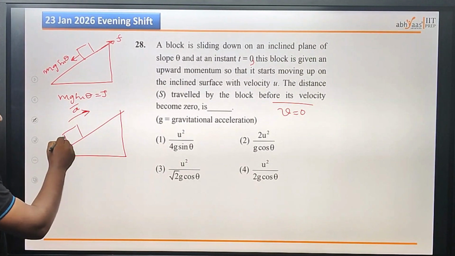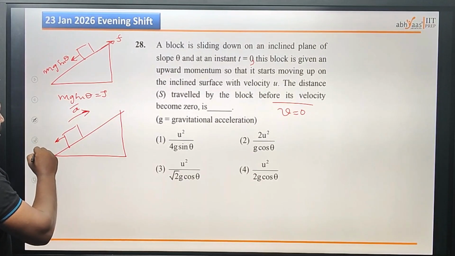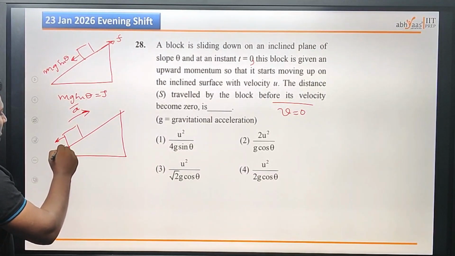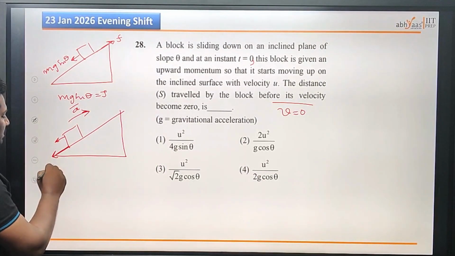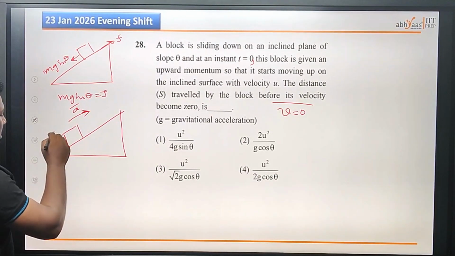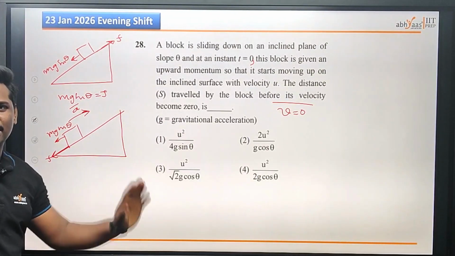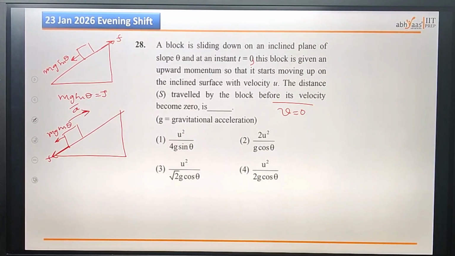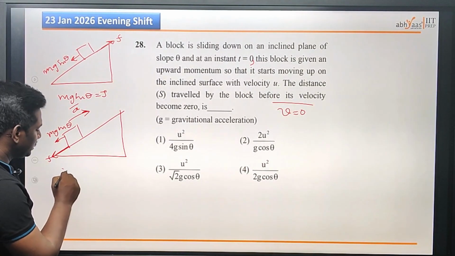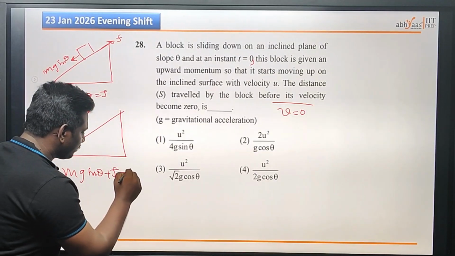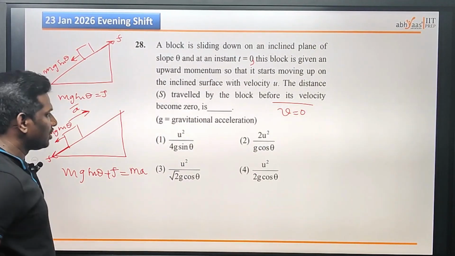But in this case, we are having mg. Okay, see here. In this case, we are having two forces, that is F and mg sine theta. Acceleration is acting upward. So for this case, what is the free body diagram? See here, mg sine theta plus F equal to ma.